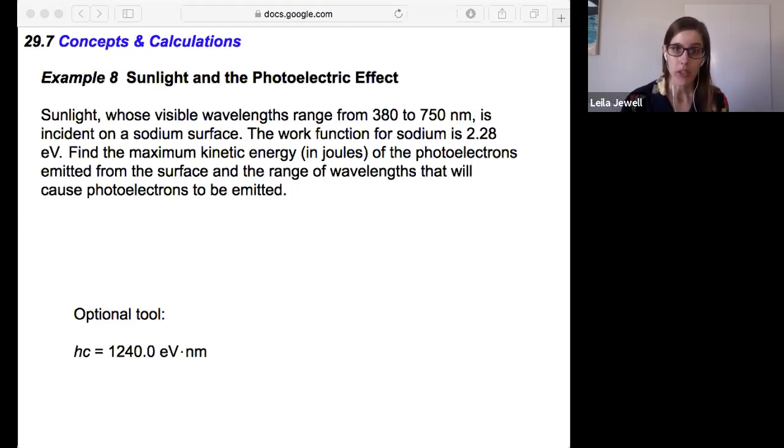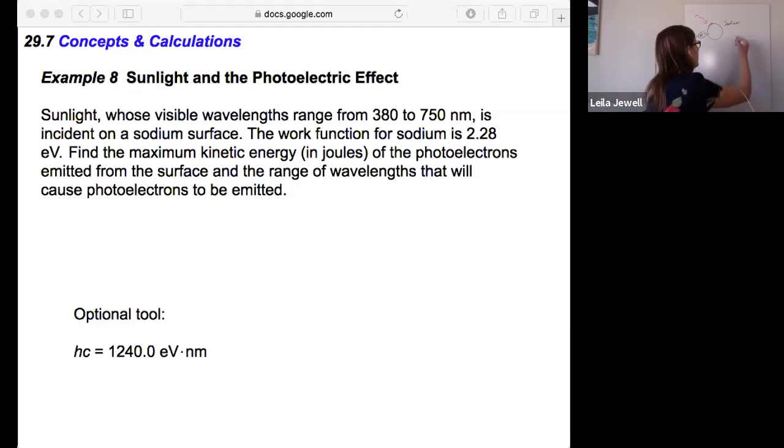So this is going back to our photoelectric effect, right? Where we know that there is some sodium surface and we have some incoming light. And if it's of enough energy, then we'll get a photoelectron to be emitted from the surface. So let's figure this out. We know the work function, they specified that for us.